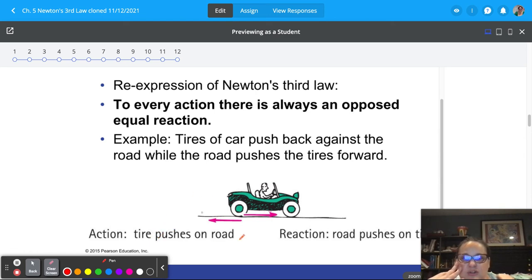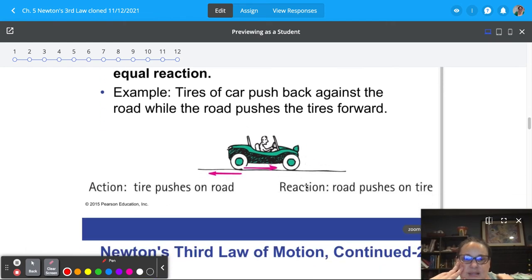So tire pushes on road, road pushes on tire, but if it specifies tire pushes back on road, then you would say road pushes forward on tire. If you don't switch the direction, then it's incorrect. If you leave the direction out in this type of situation, it's actually fine. But if you have a direction, you have to make sure you flipped it. So if it's forward, backward, left, right.